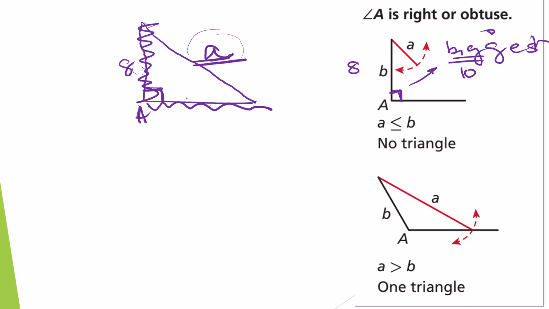And the last case, if I again have an obtuse angle, right? Now, in the obtuse angle, you can see that the opposite side is the biggest, so the side A should be bigger than the B. If the side is bigger than the B, then yes, I can make one triangle.